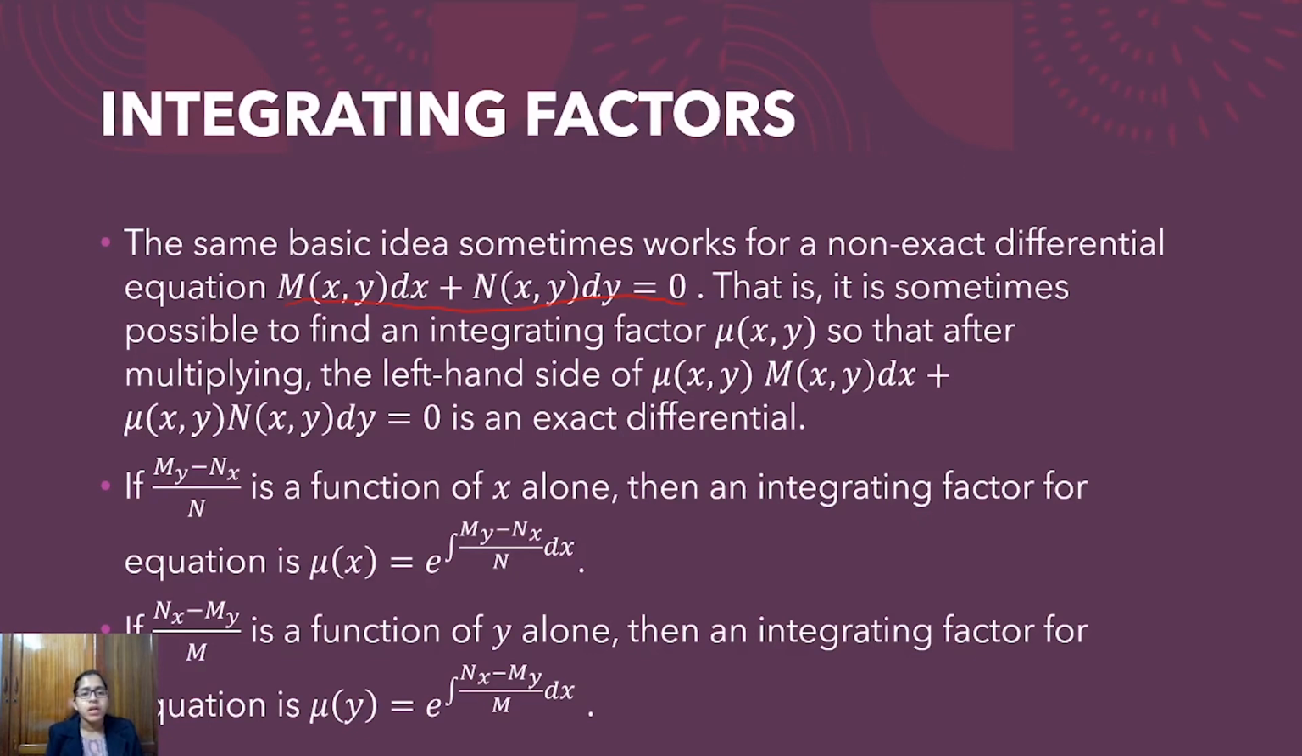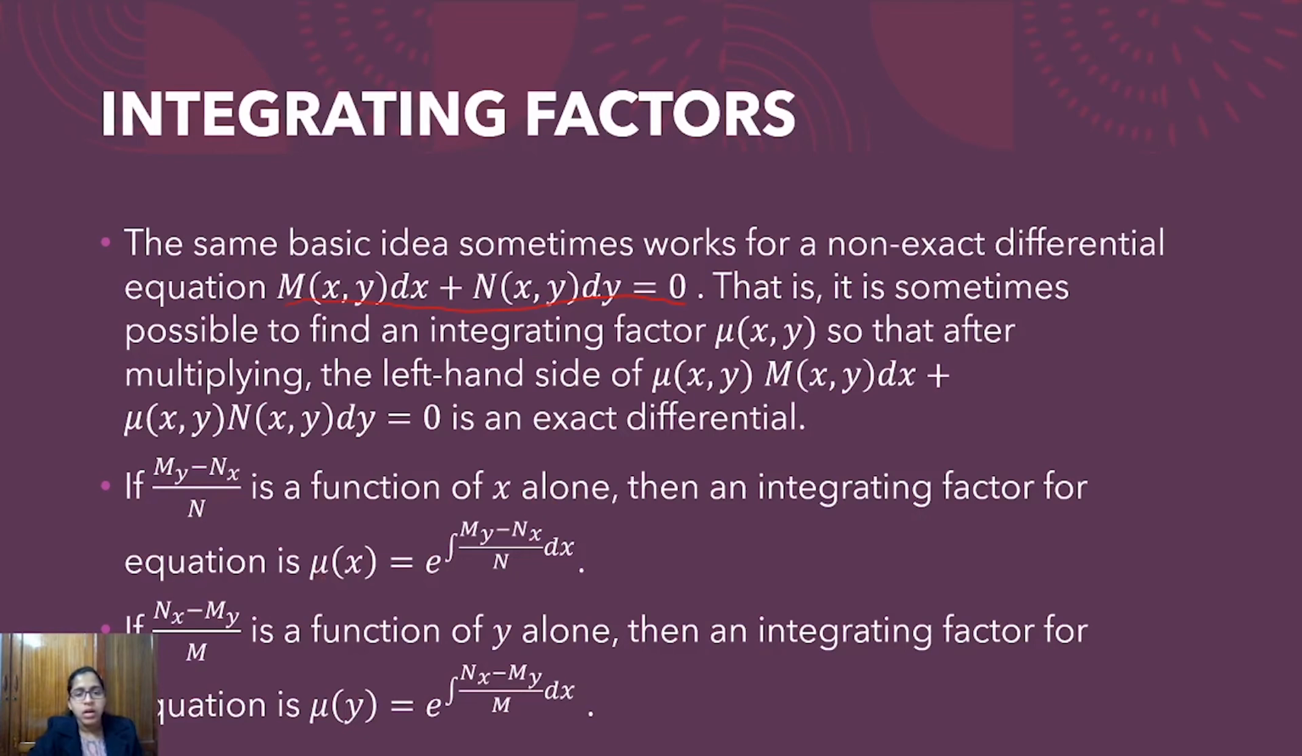So we have determined dou m by dou y and dou n by dou x. So first, if my minus nx, that is, dou m by dou y minus dou n by dou x, whole divided by n is a function of x alone, then the integrating factor will be a function of x alone. There should be no y in it.